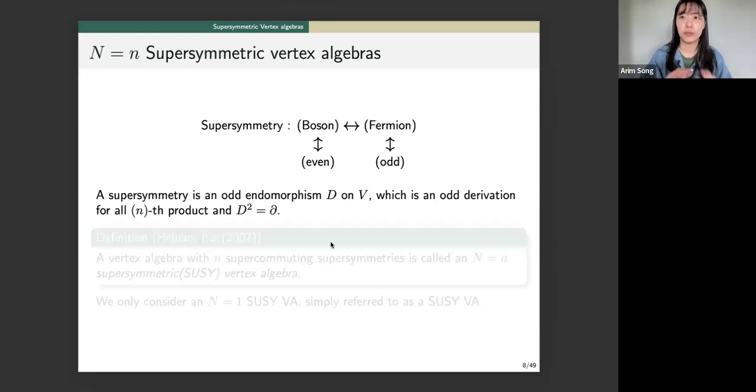On this vertex algebra, we consider the notion of supersymmetry. In the introduction, I said that in physics, supersymmetry is a kind of map that sends boson to fermion and fermion to boson. Mathematically, bosonic fields are usually interpreted as even elements in the superspace, and fermionic fields as odd elements. So supersymmetry should be interpreted as an odd endomorphism on a superspace. Moreover, we want to think about supersymmetry on a vertex algebra in particular, so we add conditions to make it compatible with the nth products and the translation operator. We call an odd endomorphism D a supersymmetry if it's an odd derivation with respect to all nth products, and if its square is equal to the translation operator.